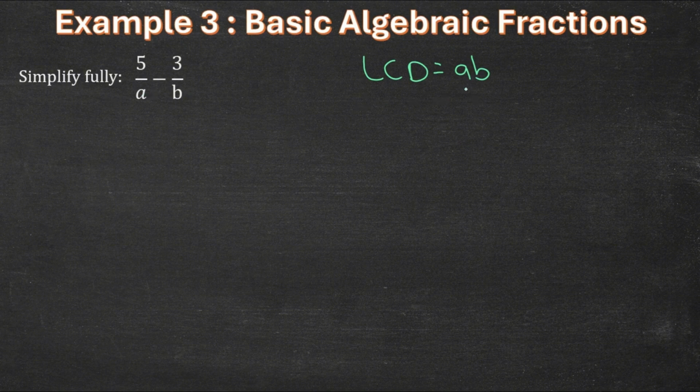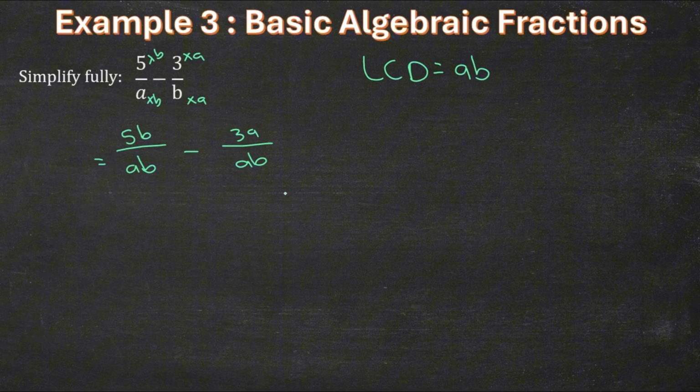Now that I know that my LCD is AB, I can rewrite these fractions. Let's change this A to AB. And how did I get this? I had to multiply by B. A times B gives me AB. And what I do at the bottom, I do at the top. So this gives me 5B. So I have to change this B to my LCD, AB. So how did I get this? I had to multiply with A. And what I do at the bottom, I do at the top.